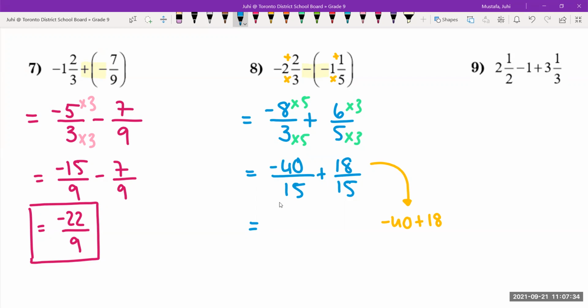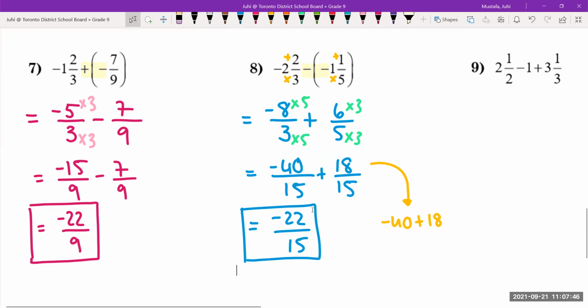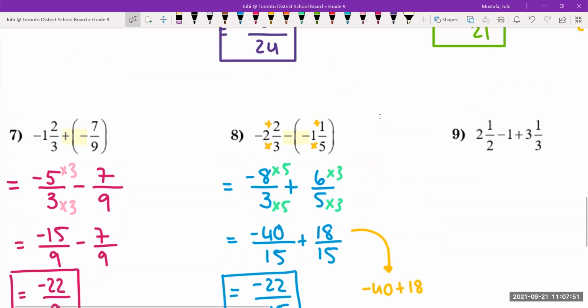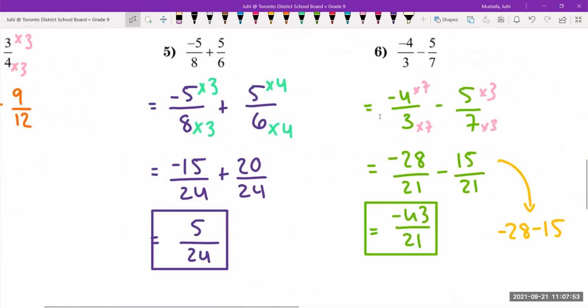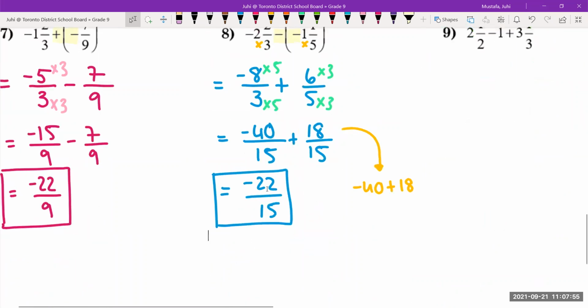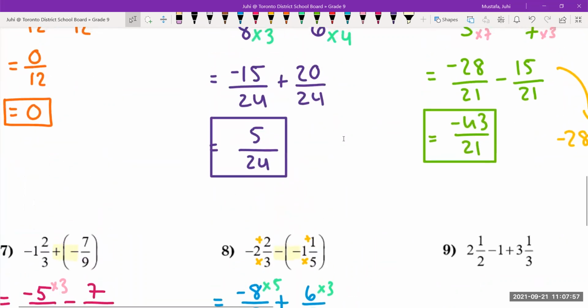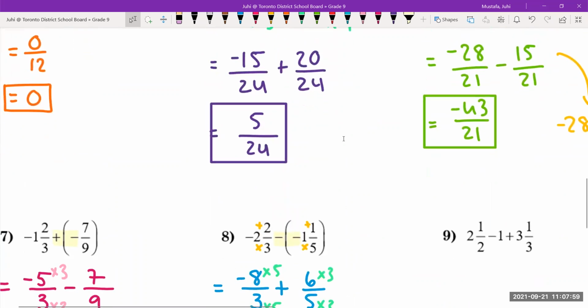Okay, Nicole, go ahead. Perfect, -22/15. And can we reduce this fraction? Can we reduce the improper fraction and keep it as an improper fraction? No, we can't. Like I'm asking, can we divide the top and the bottom number by the same thing to make it smaller? The answer is no.